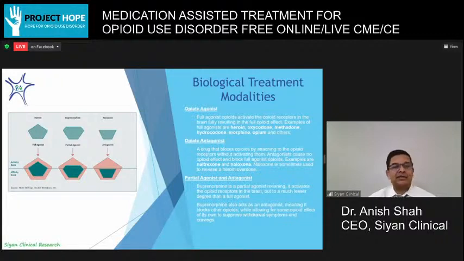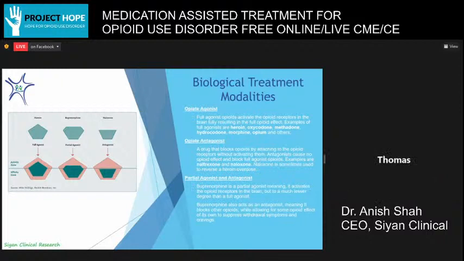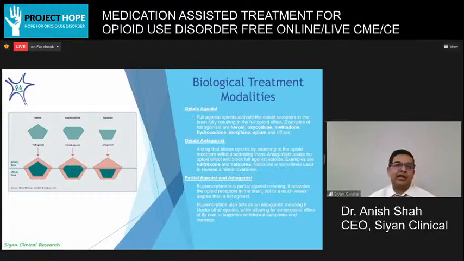So the agonist effect of buprenorphine helps with the withdrawal symptoms and cravings, and the antagonist effect prevents somebody who uses other opiates from getting that high or detrimental effects such as respiratory depression and also bradycardia, or reduced heart rate. So that is how buprenorphine works.